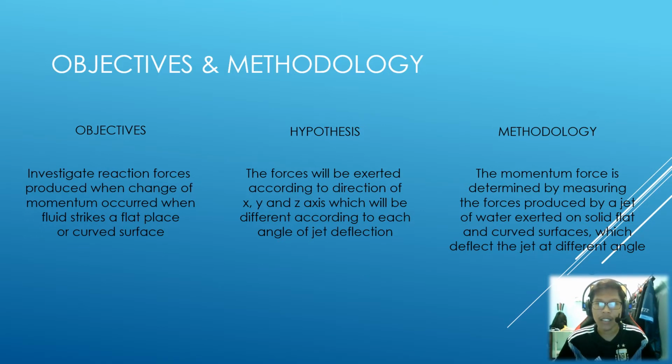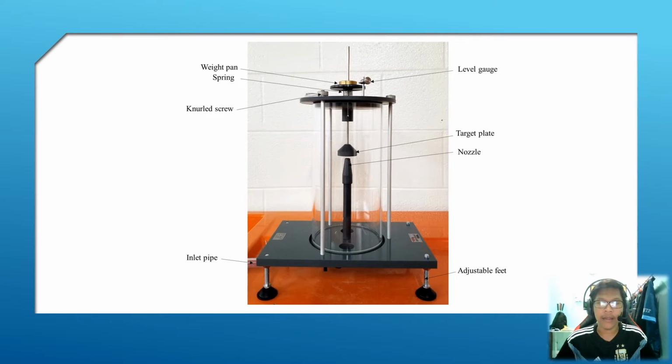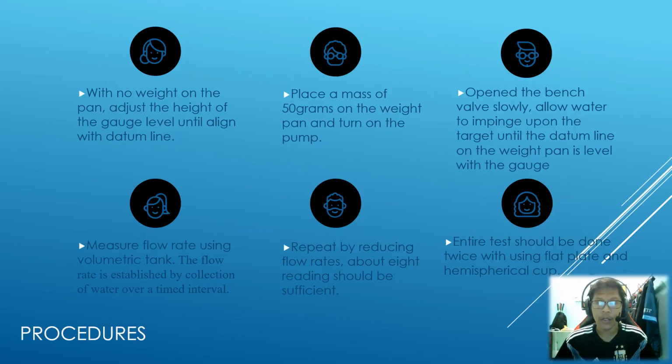And for methodology, the momentum force is determined by measuring the forces produced by a jet of water exerted on solid flat and curved surfaces which deflect the jet at different angles. Moving on, the lab experiment is set up as the picture shown here, which consists of weight pan, spring, level gauge, thumb screw, inlet pipe, target plate, nozzle, and finally adjustable feet.